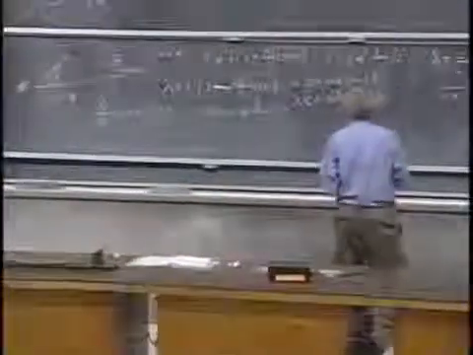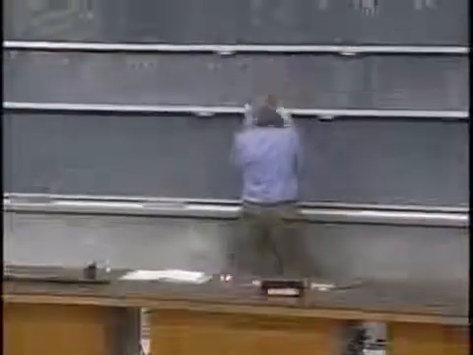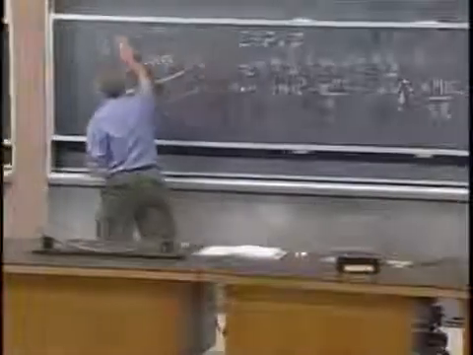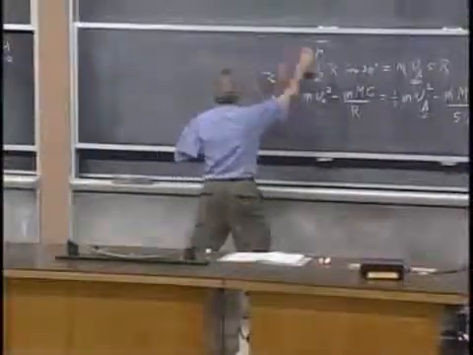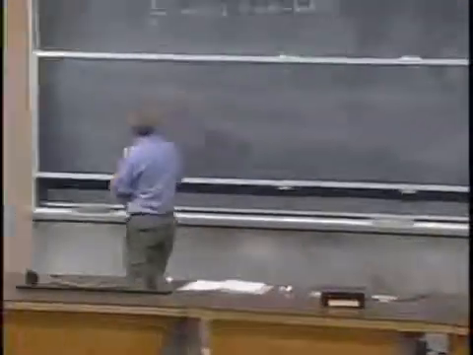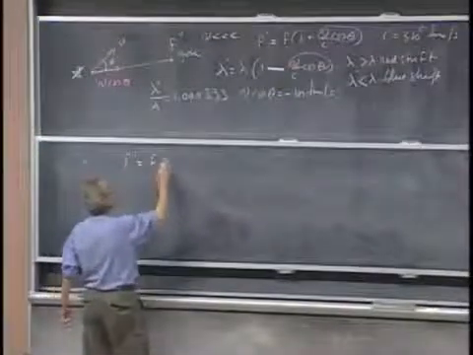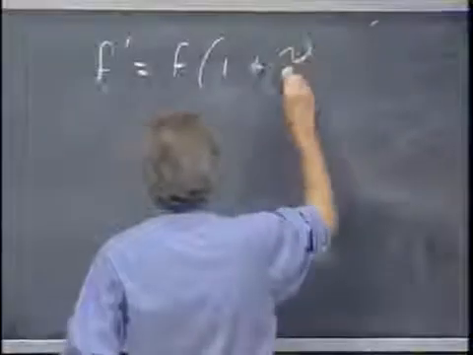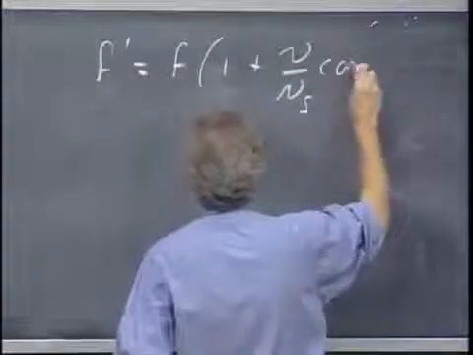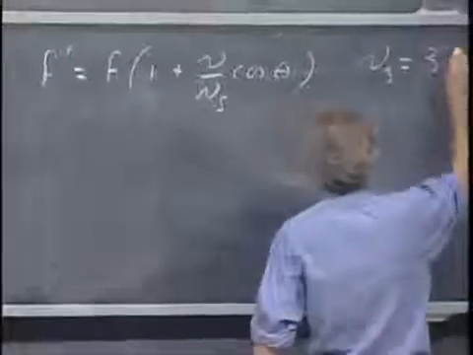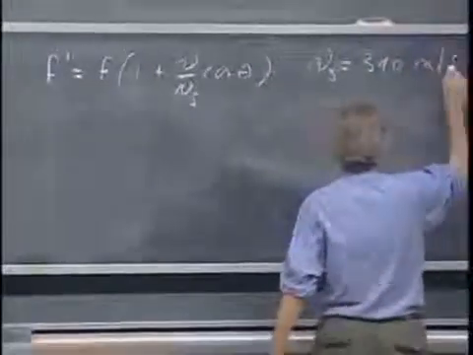If we apply this to sound, then we get a very similar equation. Suppose you sit still and I move a sound source towards you, but you don't move, then you get a similar equation: f prime, that's the frequency that you will hear, equals f times 1 plus v over v sound times the cosine of theta. And the sound speed is about 340 meters per second at room temperature.